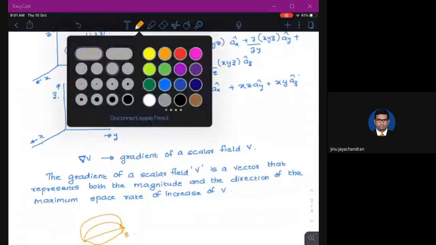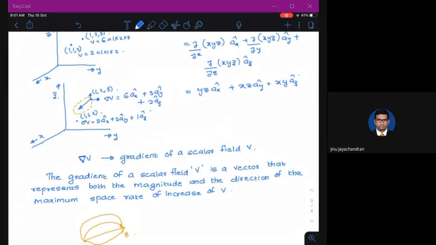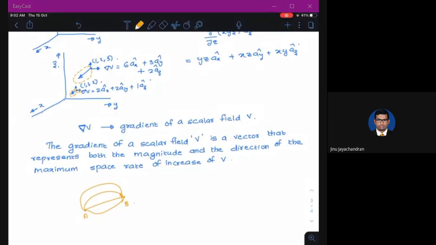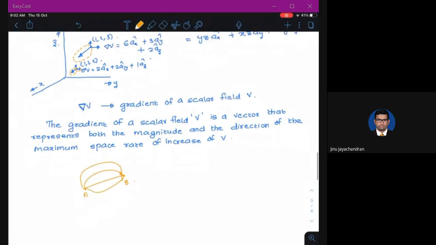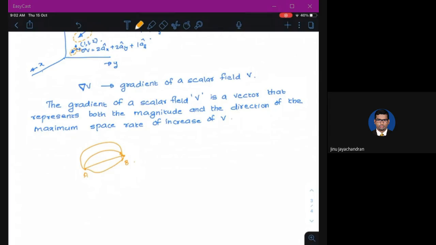Similarly, if you consider the next point, which is del v, you see that both x and y have maximum magnitude and z will have the minimum magnitude. So the maximum space rate of increase is along x and y. So the gradient will give you the direction in which you have the maximum space rate of increase. If you take any unit distance, at which unit distance you will have the maximum increase. So that is the concept of the gradient.